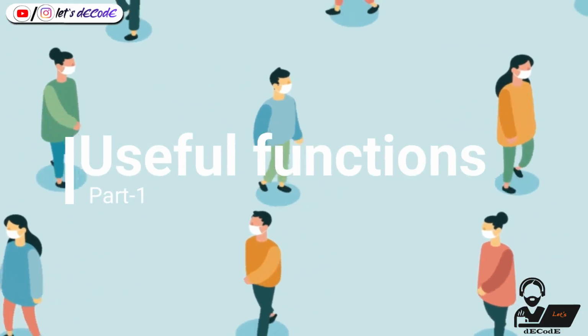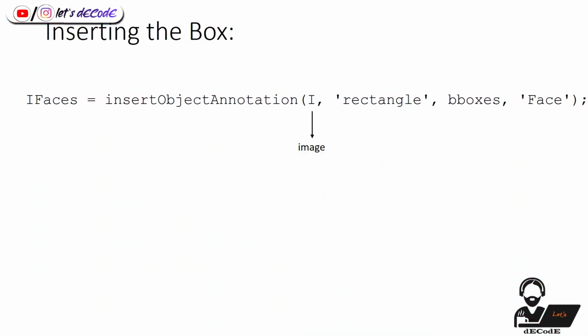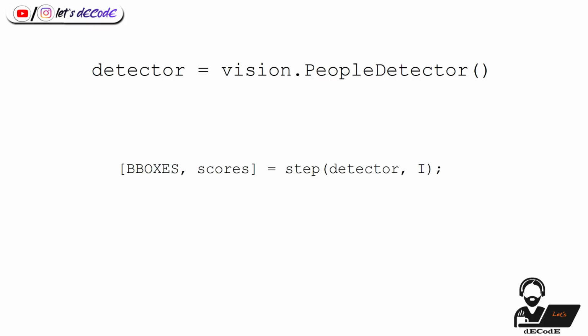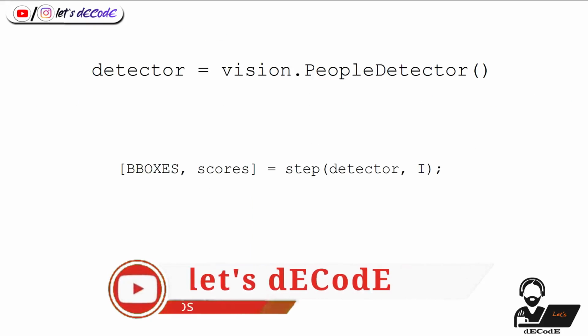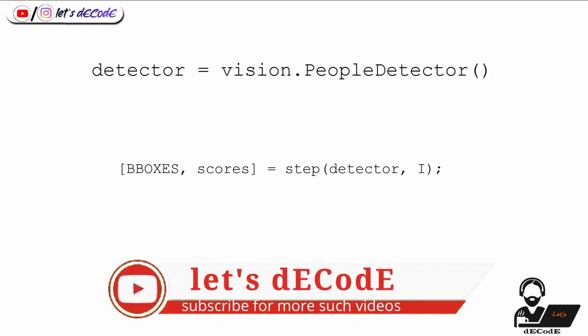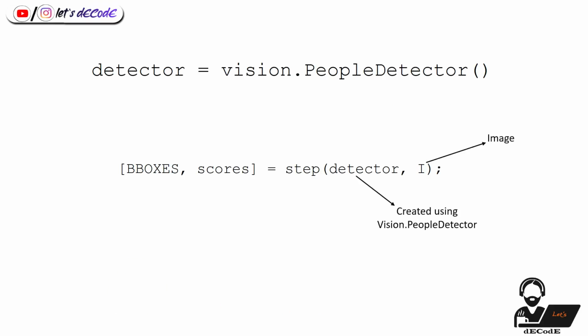Let's make ourselves familiar with some functions. The first one is the insertObjectAnnotation function. For input image I, we put shapes with a given label at the points given as bounding box points, to get something like this. The second function is from the Computer Vision Toolbox. It is vision.PeopleDetector, which helps to detect people. We detect the people in image I with the detector using the step function. It gives bounding boxes, which contain the initial positions, width and height of the people detected in the image.